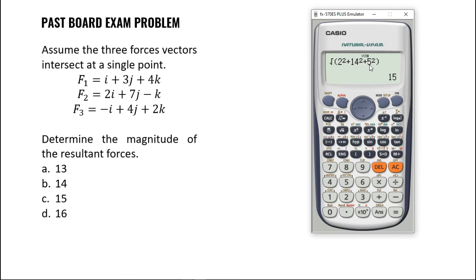Now ang ginawa natin guys, ginawa natin yung resultant using or the magnitude of the resultant force gamit yung Pythagorean theorem. So that is how you solve the resultant force of a 3-force vector using your calculator technique. So proceed tayo guys sa ating next sample problem.